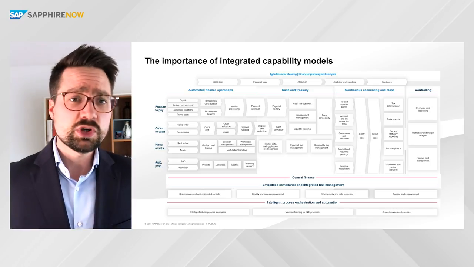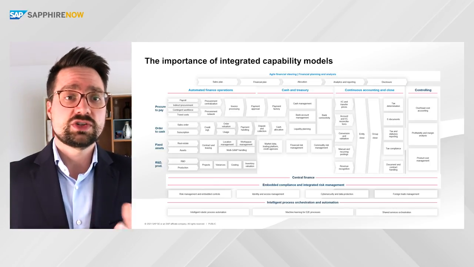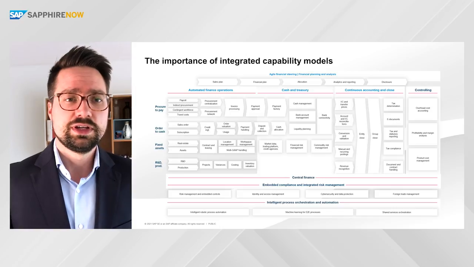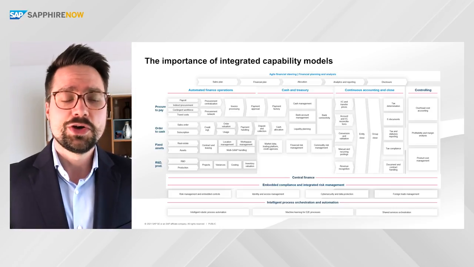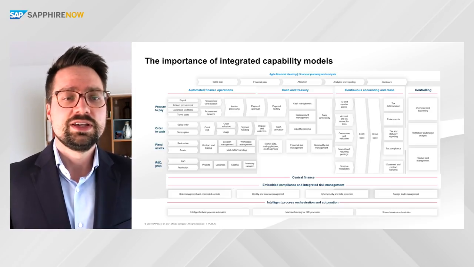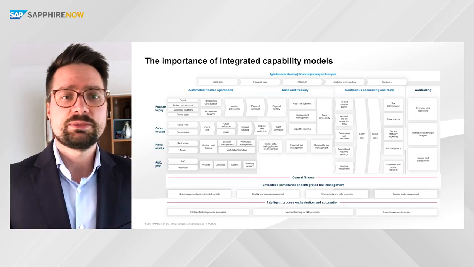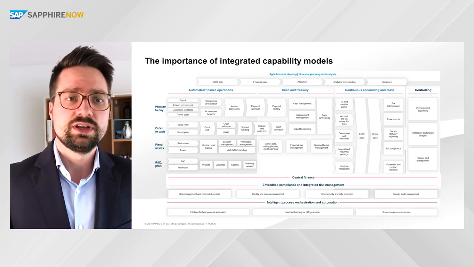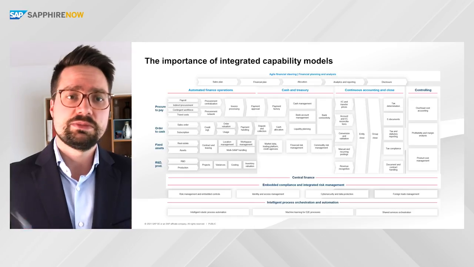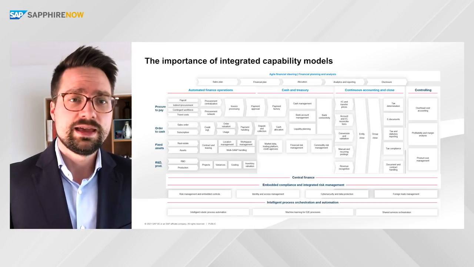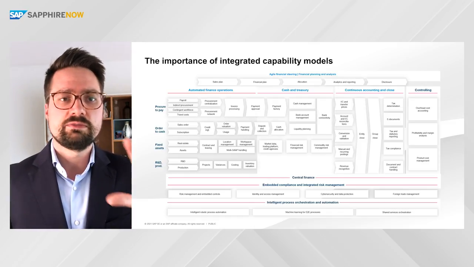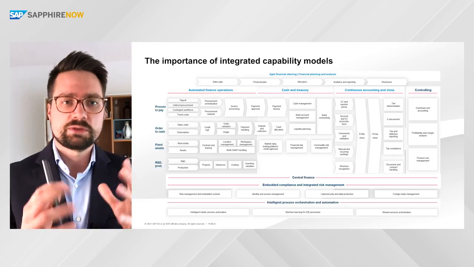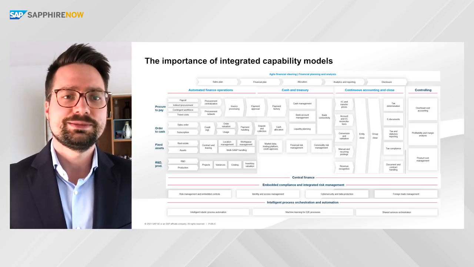Because often we see that certain business functions are not really part of the transformation. For example, tax is often forgotten, or risk management is often forgotten. Using an integrated capability model helps you to structure the innovation discussion, looking holistically at what SAP can provide to you, and helps you really to engage with all the different business areas so you have a perfect business case coming up in the end. When we transform our business processes and innovate them, it's important that we do so incrementally.